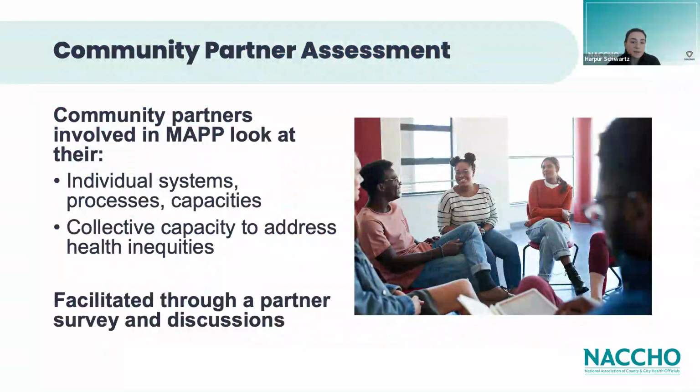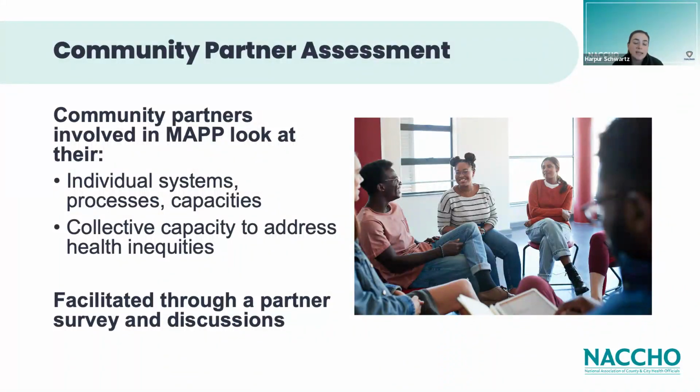And next slide, perfect. So we'll talk a little bit more in detail now about them. So the first is the Community Partner Assessment, or CPA. It is the new partner assessment in MAPP 2.0. So it's replacing the use of the local public health systems assessment that was in MAPP 1.0. The CPA allows community partners involved in MAPP to look critically at their individual systems, processes, and capacities, and collect capacity as a network of community partners to address health inequities.